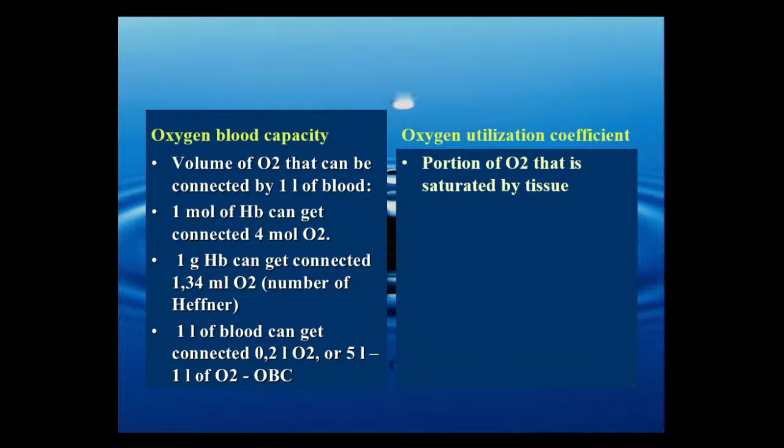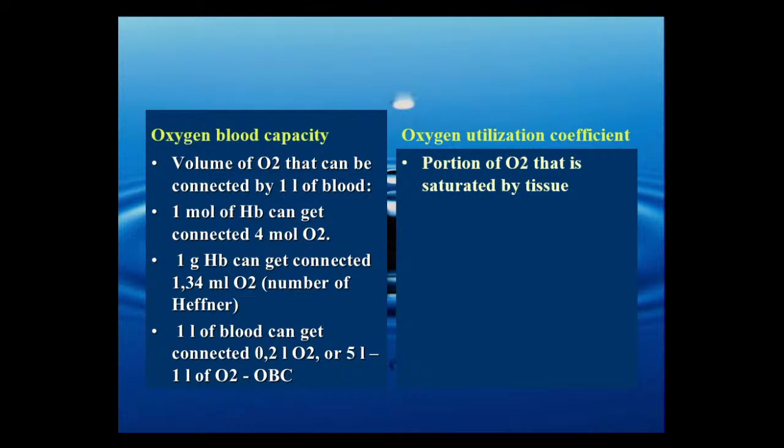Terms, parameter which we use in order to describe this process, this stage of transportation of gases, is the oxygen utilization coefficient. Different tissues have different abilities to utilize the oxygen, and this coefficient is the portion of oxygen that is saturated by tissues.